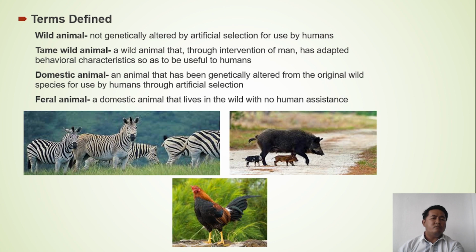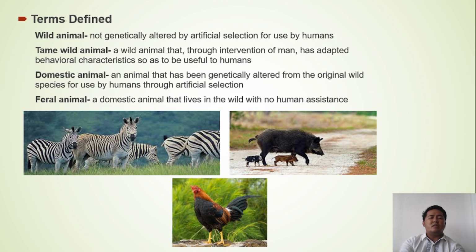Next is tame wild animal. A tame wild animal is a wild animal that, through intervention of man, has adapted behavioral characteristics so as to be useful to humans. So kaning tame wild animal, mga wild animals ni nga nakuha sa wild environment sa mga tao para atong pahimuslan sila because ganahan ta sa ilang mga characteristics, no? So we call it tame wild animal.